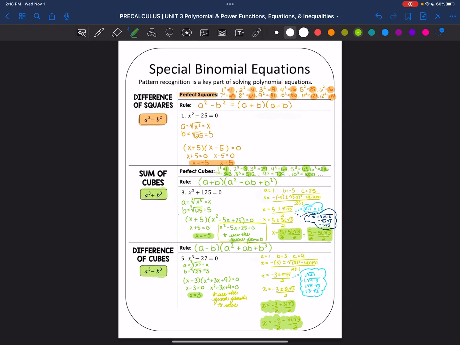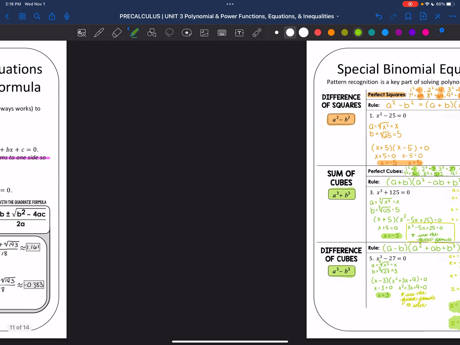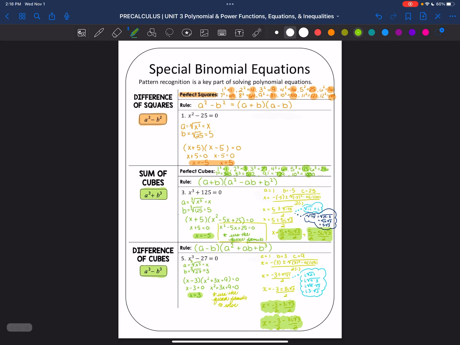Ladies and gentlemen, that is all for this video where we were solving special binomial equations using pattern recognition and using the quadratic formula when needed with our cubes.